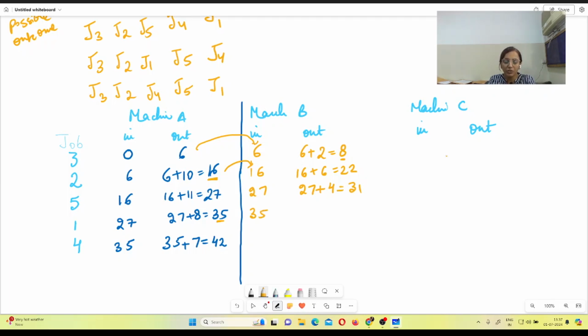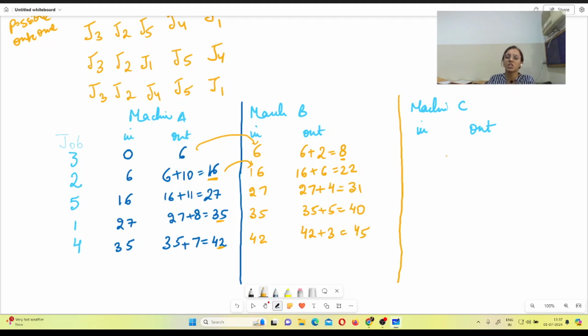And the processing time is 5. So 35 plus 5, that will be equal to 40. Now it is 40, and again here it is 42. That you have to wait for 2 minutes. So it will be 42, and the processing time is 3. So 42 plus 3, that will be 45. Right. This is how the machine B work is done.